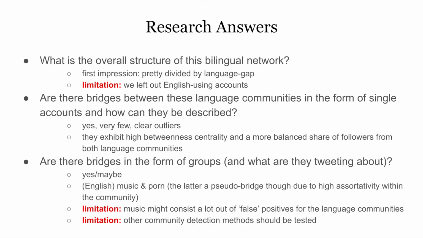So, to answer our research questions. First, the network is pretty divided by a language gap. However, we left out English using accounts. Second, yes, there are clear outliers that can be regarded as bridges between the language communities. And third, regarding bridging groups, we found music and porn. However, porn is a pseudo-bridge and music might be mainly consisting of false positives of our sampling.